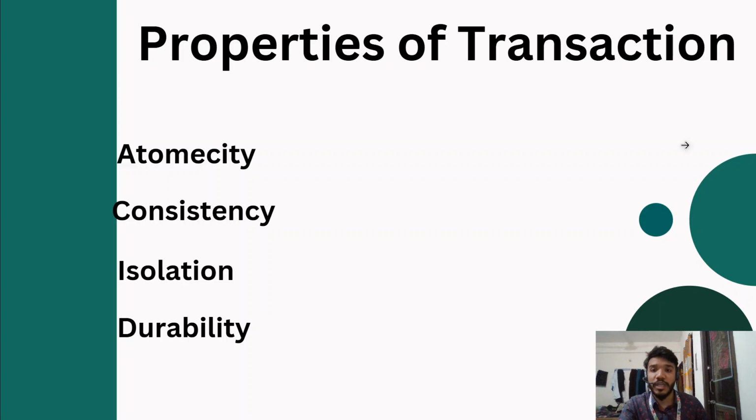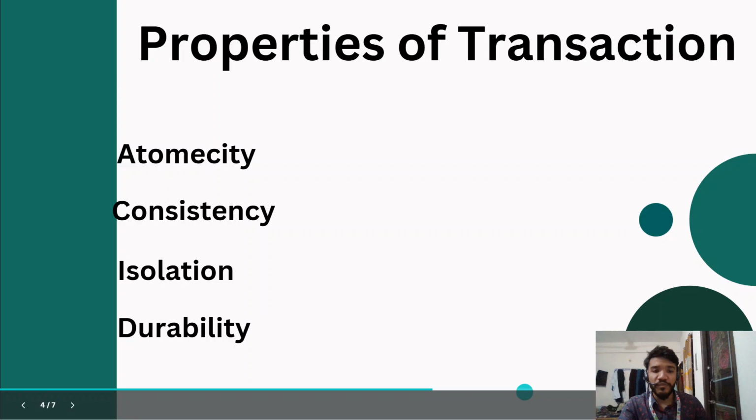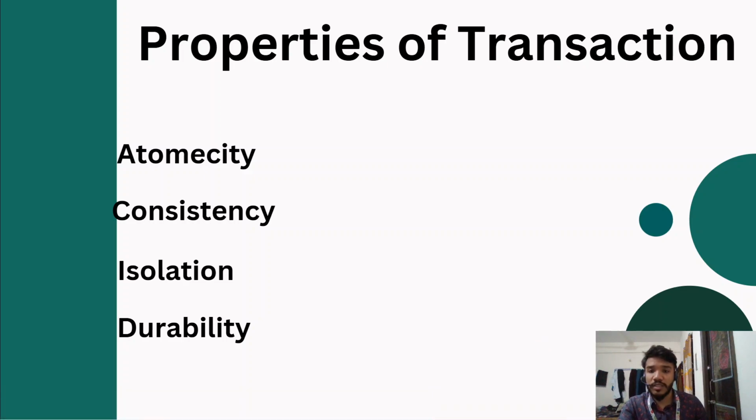After that, we come to the properties of transaction. The properties of transaction are atomicity, consistency, isolation, and durability. All of these together are called ACID. The first is atomicity. This property states that a transaction must be treated as an atomic unit, that is, either all of its operations are executed or none.